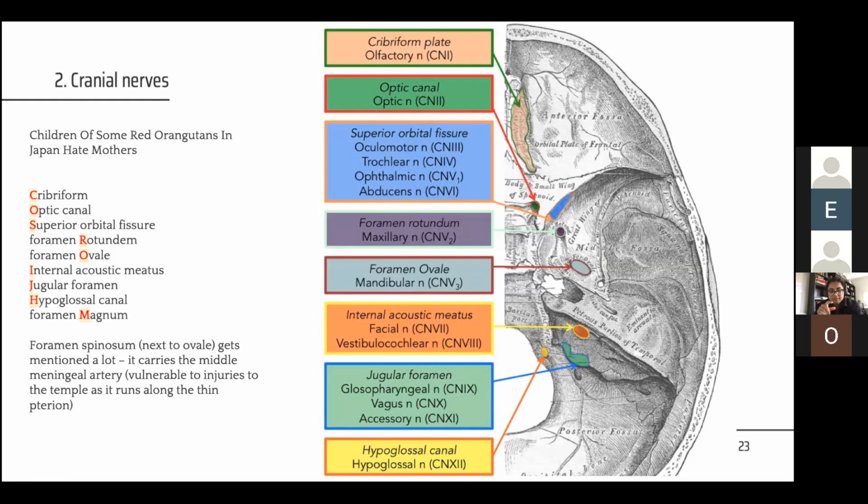The other one that gets mentioned a lot is the foramen spinosum. I don't know how clear it is, but it's here, next to foramen ovale. The clinical importance of the foramen spinosum is that the middle meningeal artery comes through here and runs along the side of the pterion. And the pterion is the thinnest part of the temple. So it's liable to injury if you get hit in the temple, and the middle meningeal artery can cause some epidural bleeding.